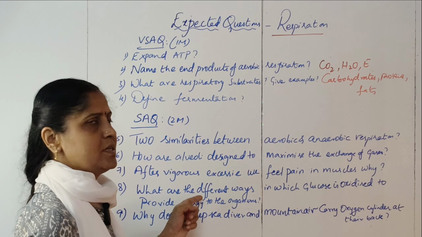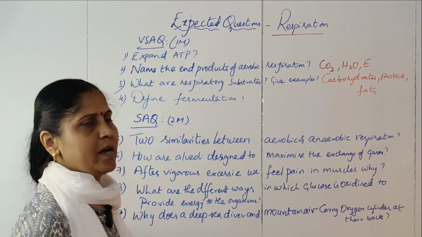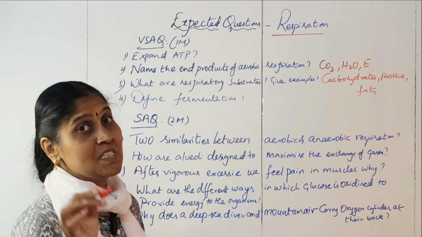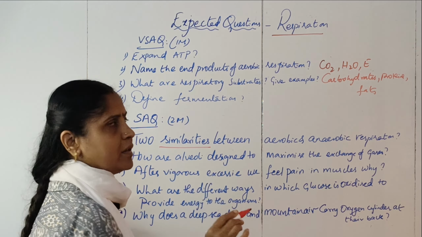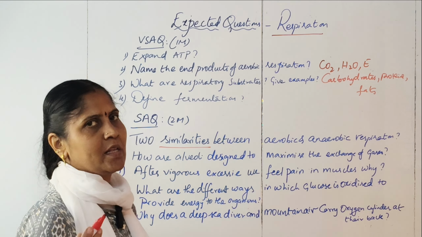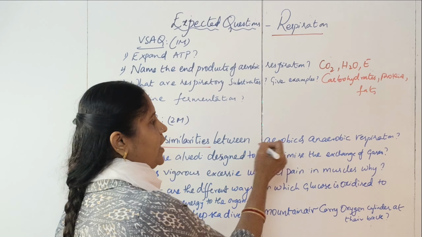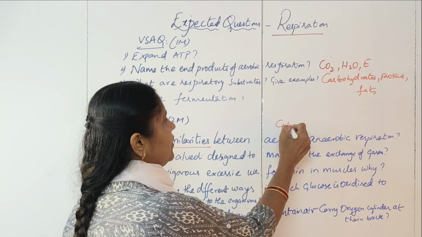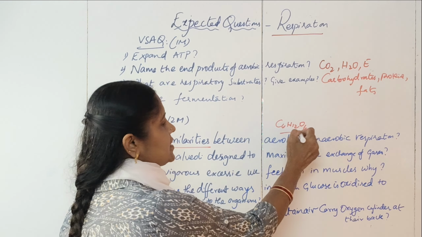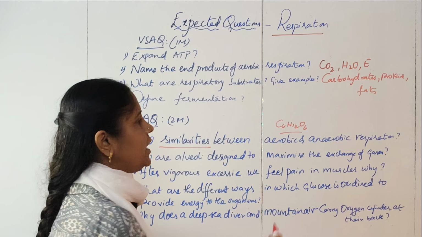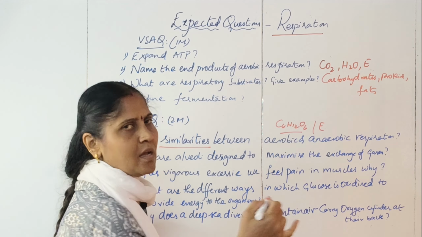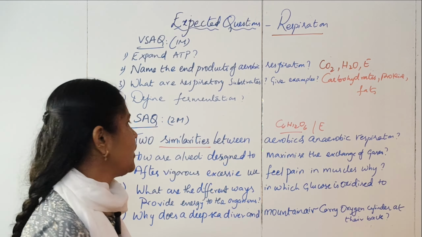Next, talking about the 2 marks questions, write 2 similarities between aerobic and anaerobic respiration. Here you have to note it is not the differences, it is similarities. So what are the similarities? In both aerobic and anaerobic respiration, glucose, which is C6H12O6, is broken down. That is 1 point you can write, and in both cases energy is getting released. These are the 2 similarities you can mention.